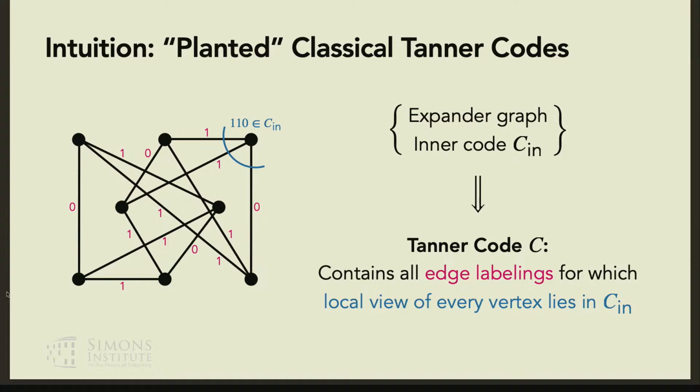So for instance, this vertex up here sees 1, 1, 0. If 1, 1, 0 is in the inner code, we pass the checks at this vertex. If that's the case for every single vertex, then globally we have an edge labeling that's in the code C.